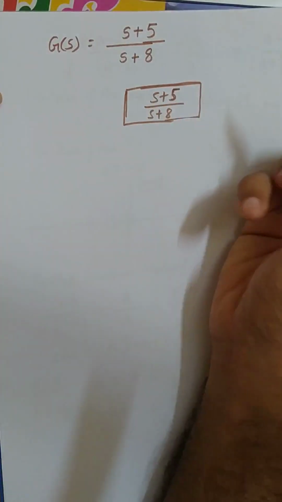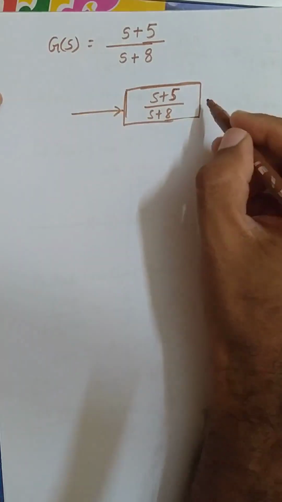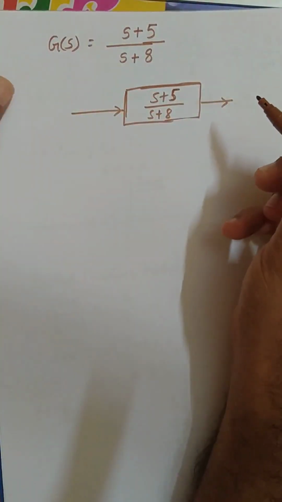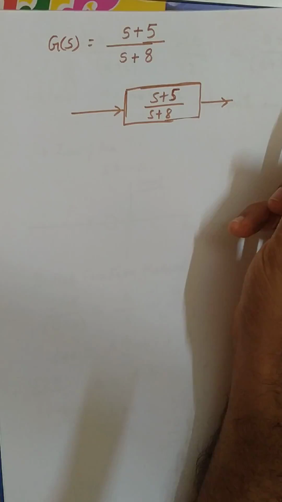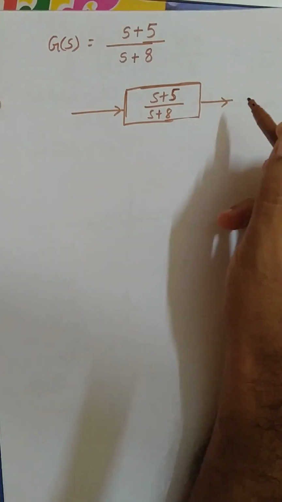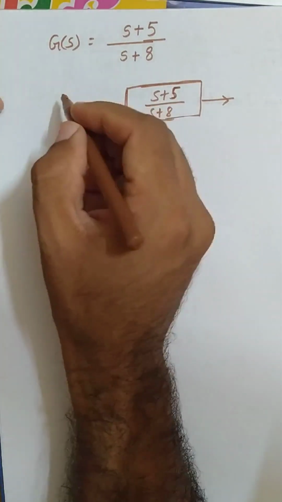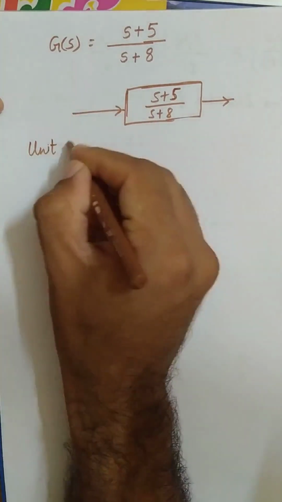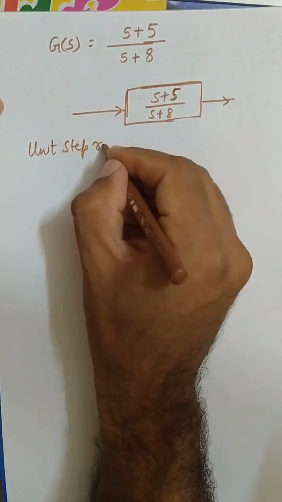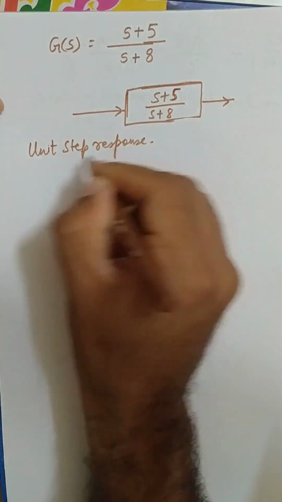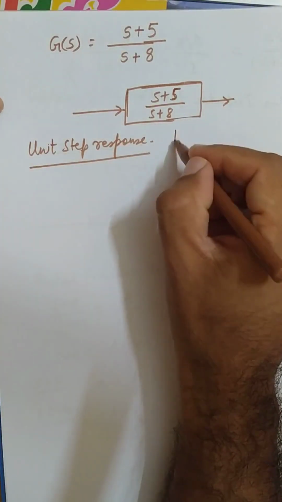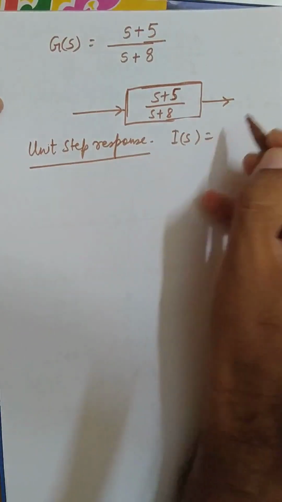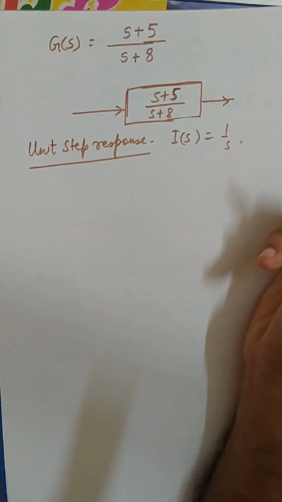This is 5. And I wish to find the unit step response of the system. So the input is, as soon as I say that I wish to find the unit step response, that means R(s) is equal to 1 by s.